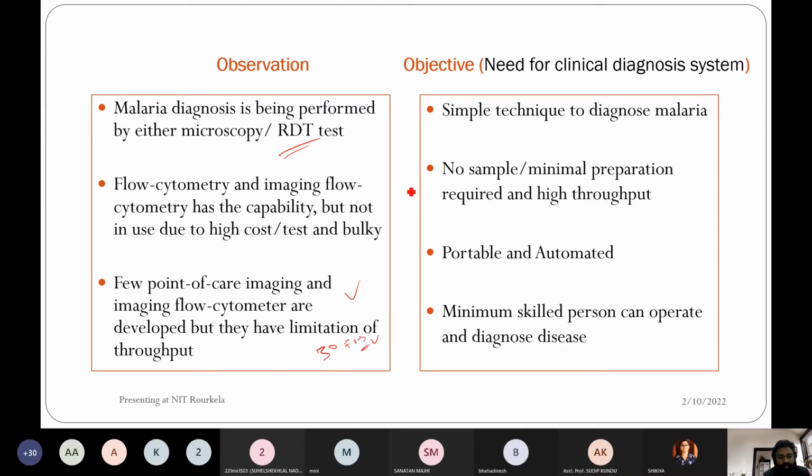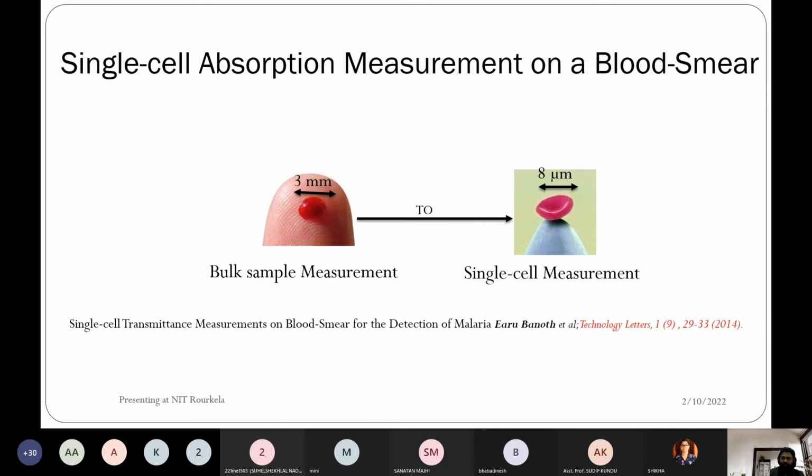From this, the conclusion we reached is that we need a simple technique to diagnose malaria. Sample preparation should be very minimal, just dilution, and it should allow high throughput analysis, with a portable and automated system. Minimally skilled persons should be able to operate it and diagnose the disease. These are some of the key points we considered in the process of development. So how it was realized is the work I will be talking about.